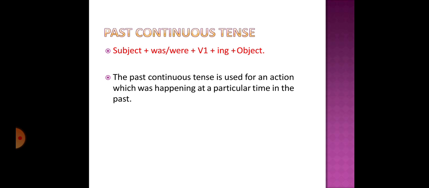It is also used with simple past tense to denote that an activity was in progress while another took place. You can use this while one activity was in progress and another took place. For example, Rakesh was reading when his father came from the market. So Rakesh was reading, and the other action is the father came from the market.